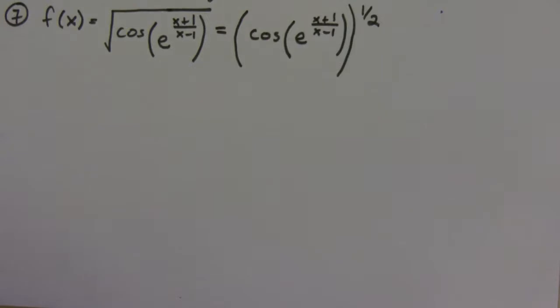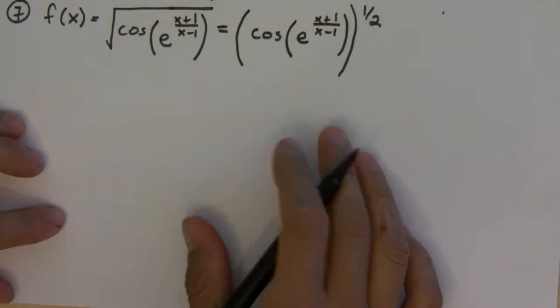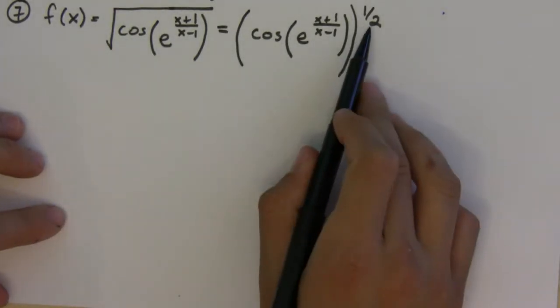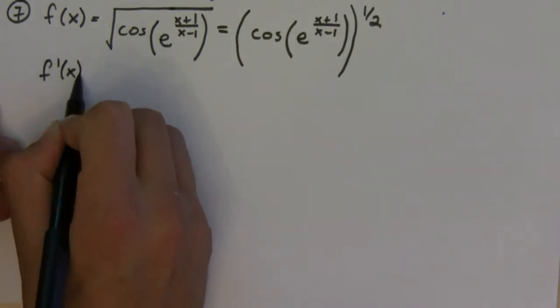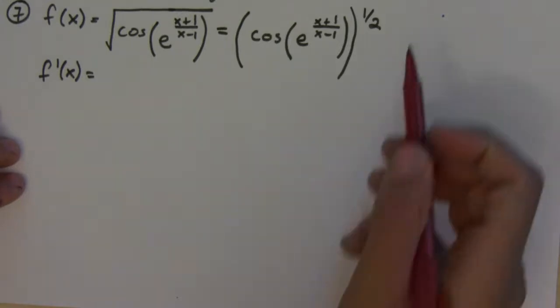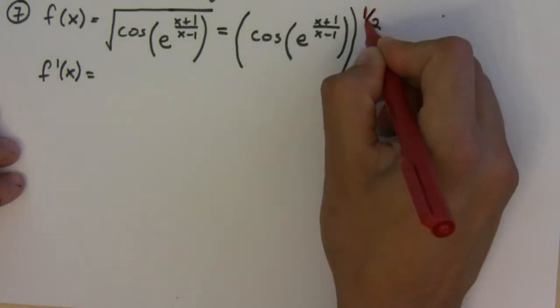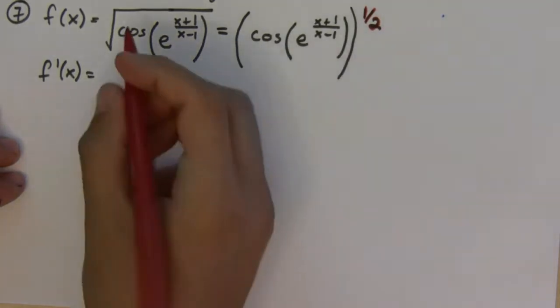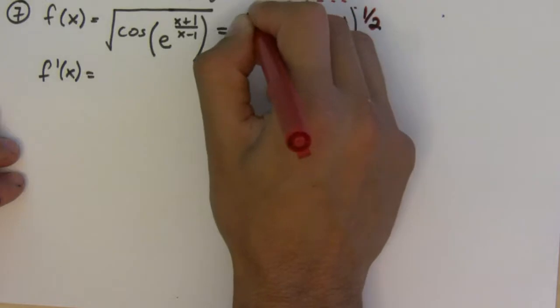Okay, so this next one, all I did here was I changed it from the square root to the 1/2. And so, to find the derivative, we're going to use the chain rule again. And so, the first thing is this guy being raised to the 1/2. So, you bring it down.